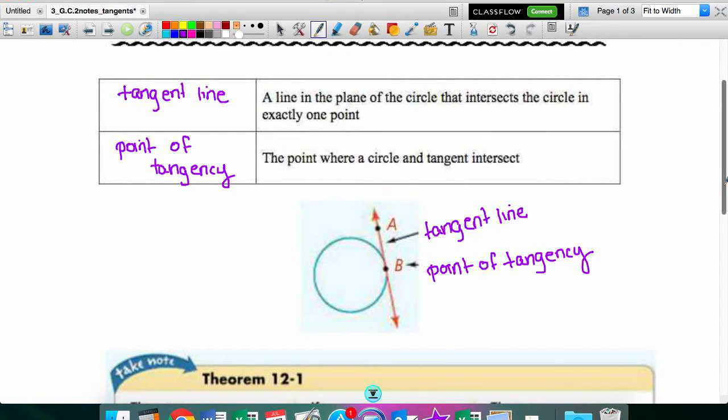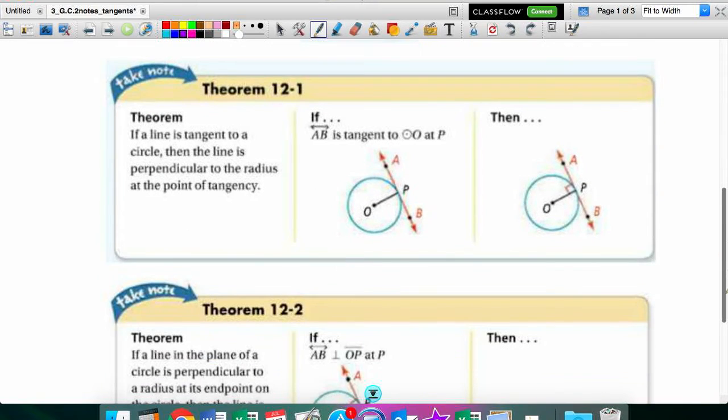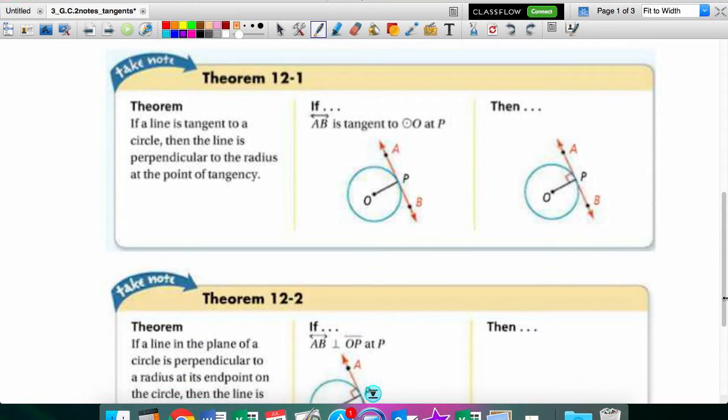Okay, we move on to two theorems about tangent lines. So our first theorem states that if a line is tangent to a circle, then the line is perpendicular to the radius at the point of tangency. So we see in our picture we have a tangent line AB, and what it's saying is that AB will be perpendicular to OP. So line AB, our tangent line, will be perpendicular to our radius OP.